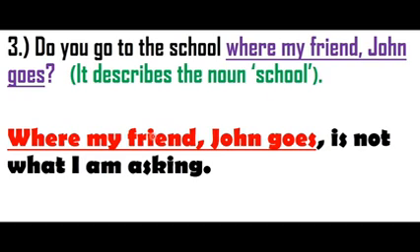Now look at the other sentence. Where my friend John goes is not what I'm asking. Can you ask a question on this? What are you not asking? Where my friend John goes. And this becomes a noun clause. It is the subject of the verb is. At that time it becomes a name.